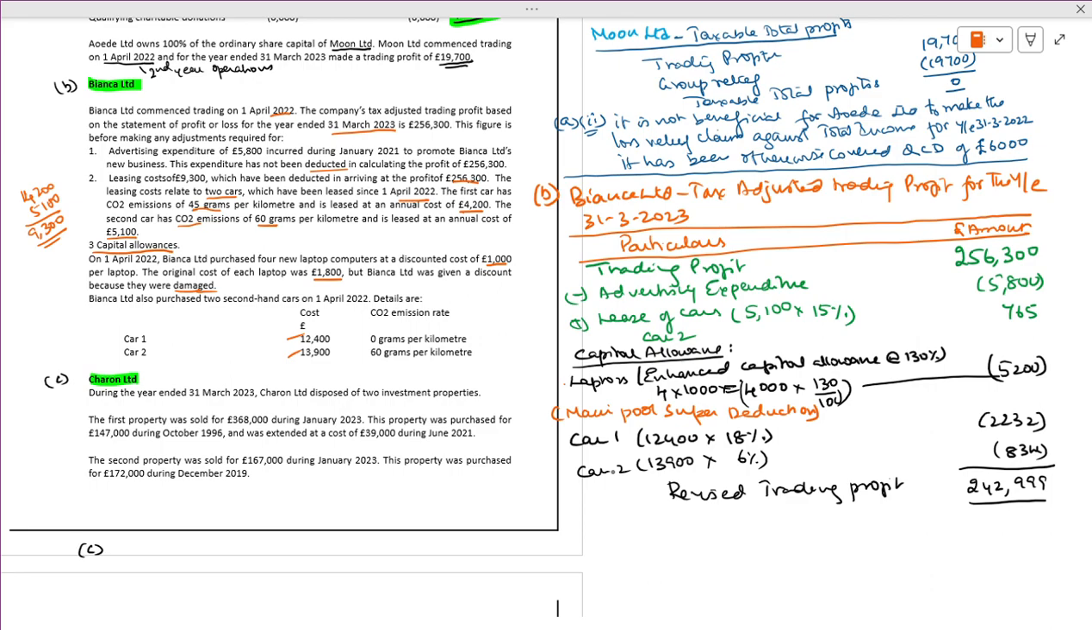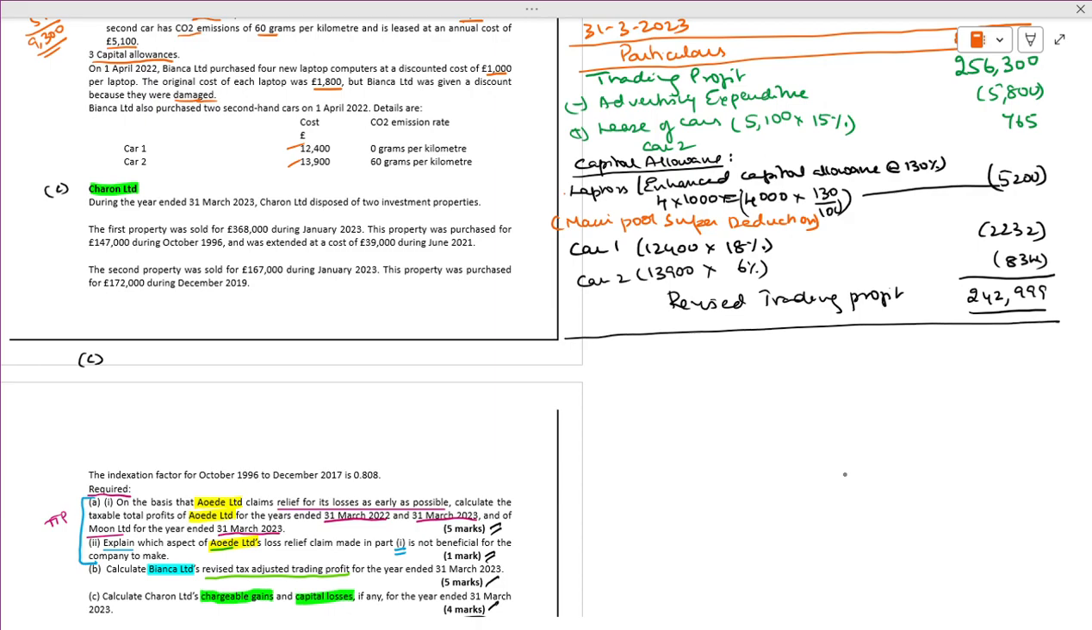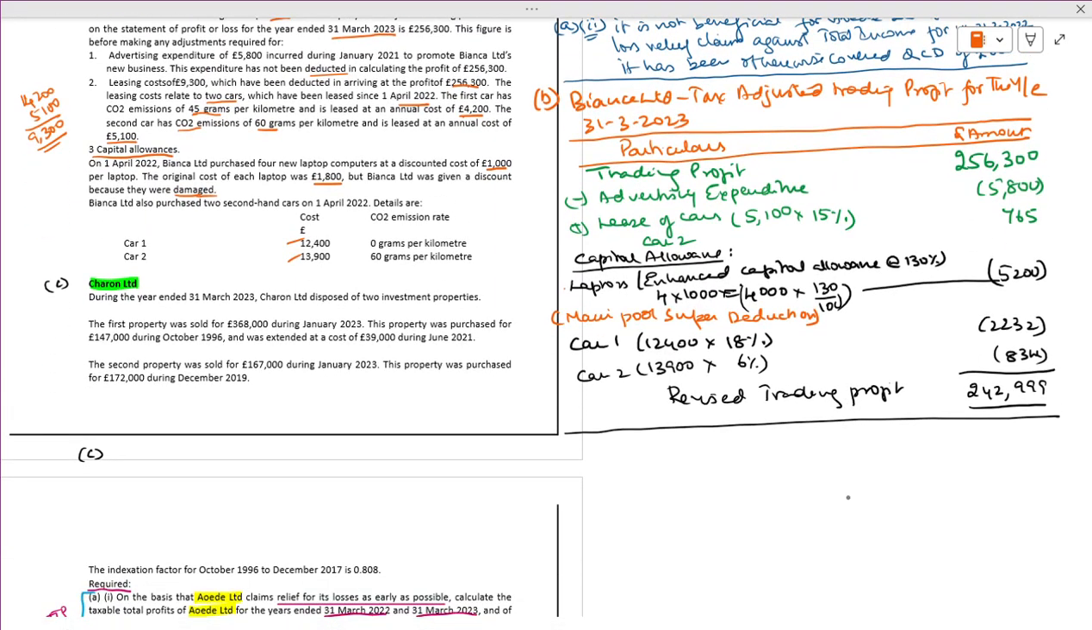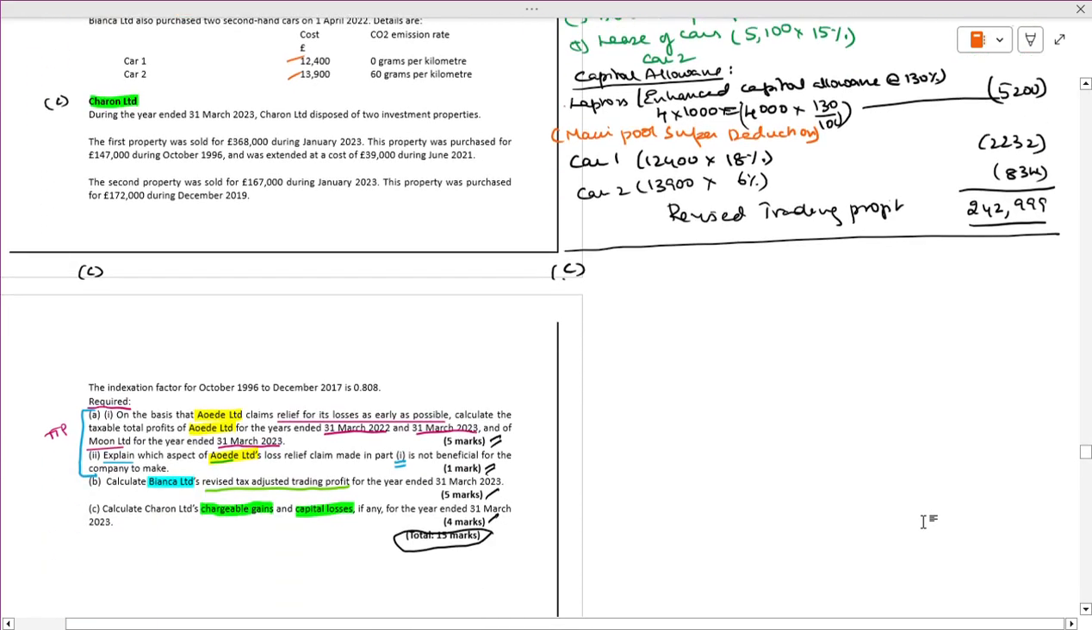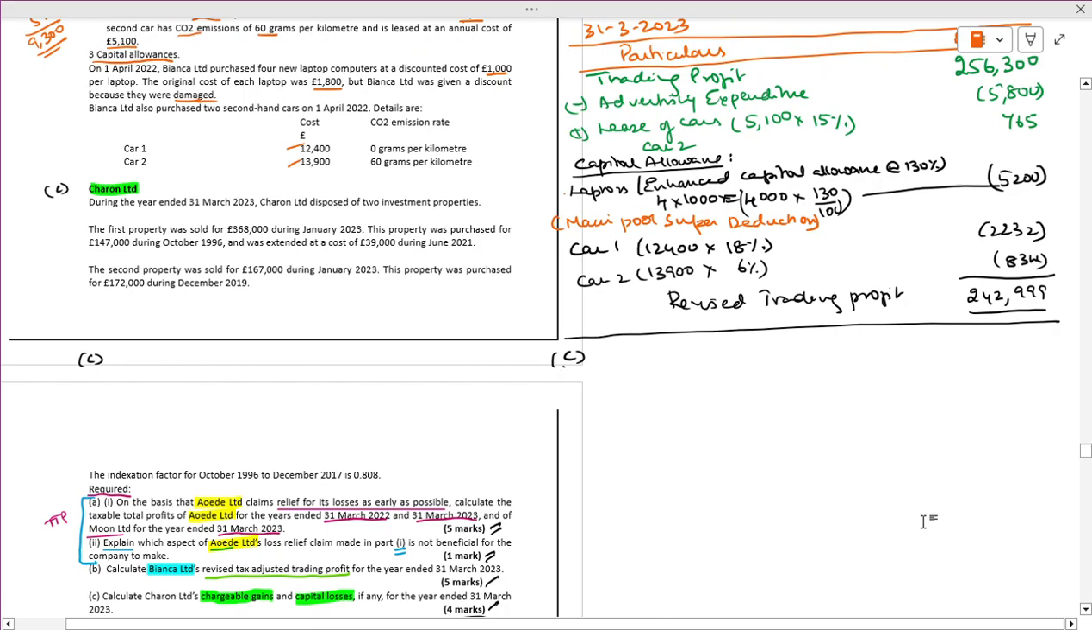Point C, we will do here only. With respect to Aoede Limited, what is the requirement? Calculate chargeable gains and capital losses. During the year ended 31st March, Aoede disposed of 2 investment properties.